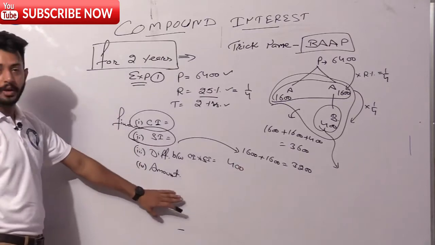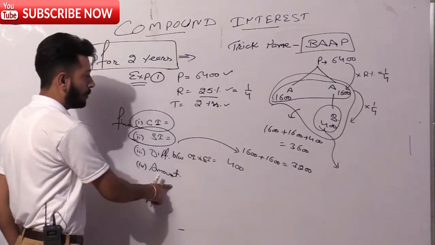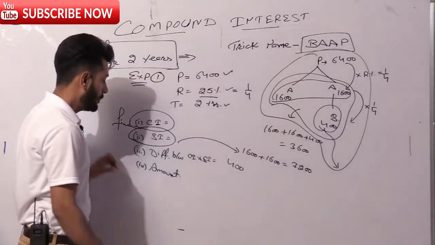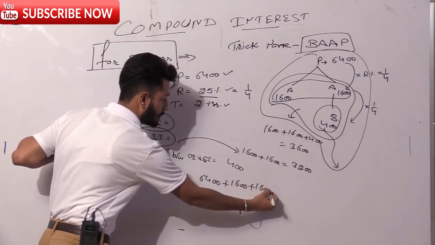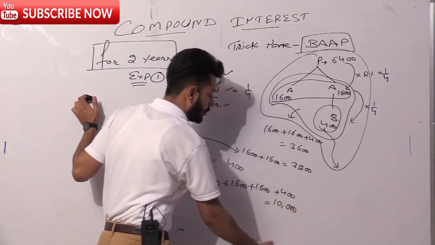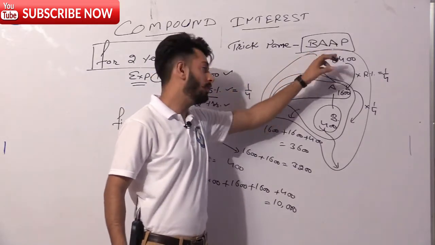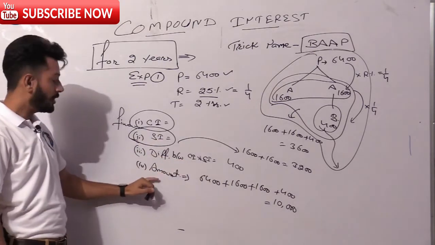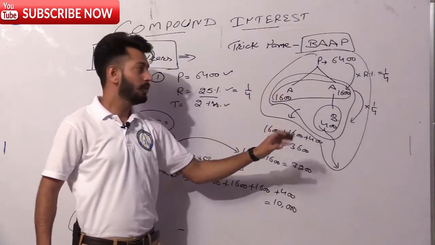And the next question is to find the value of amount. As we have discussed earlier, to find the value of amount, we have to add all the values of the diagram, which becomes 6400 plus 1600 plus 1600 and plus 400. It becomes 10,000. In this diagram, the value of P was given and we were asked to calculate the value of CI, SI, difference between CI and SI, and the value of amount. We have calculated the 4 questions by using a single diagram, which is very easy to learn.